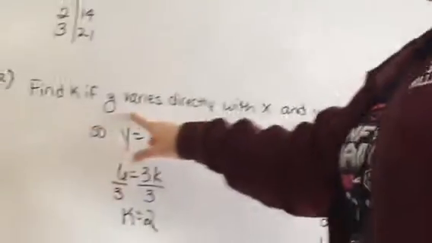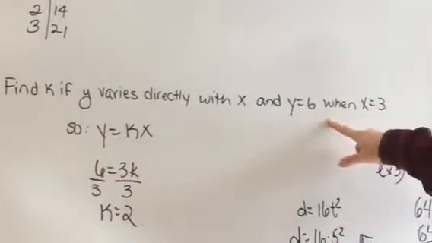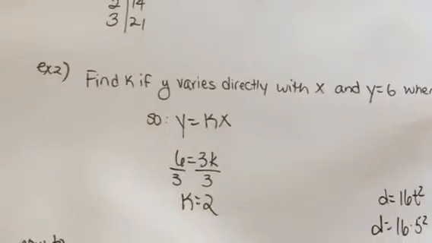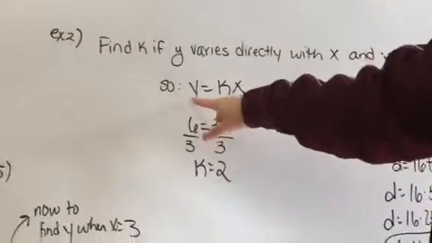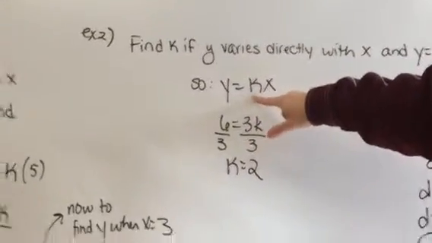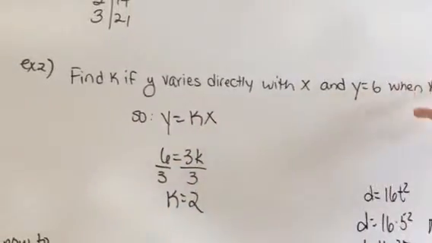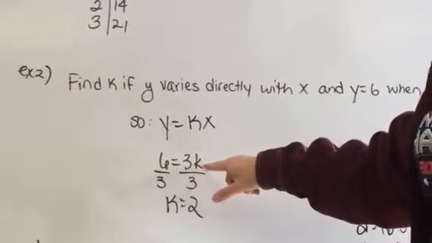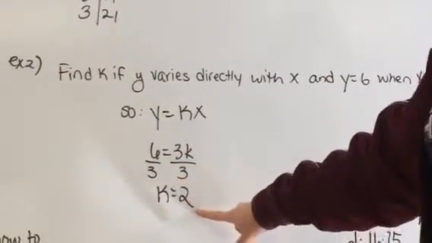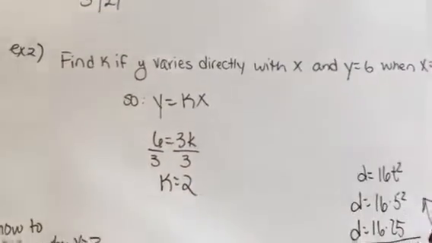So find k if y varies directly with x and y equals 6 when x equals 3. So we're going to say y equals kx. K is the constant. If y is 6, we plug that in, we get 6 equals 3k. Divide by 3 on both sides and you get the constant, or k equals 2.